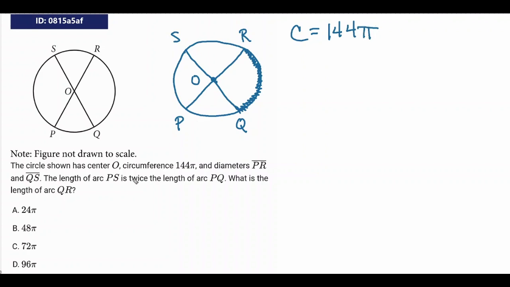And then they tell you that the length of arc PS is twice the length of PQ. But they don't give you any numbers. And that means that the numbers can be whatever you want. So let's make the length of arc PS, it's twice something, so let's just make it 2. And if it's twice the length of PQ and it's 2, then PQ is 1.